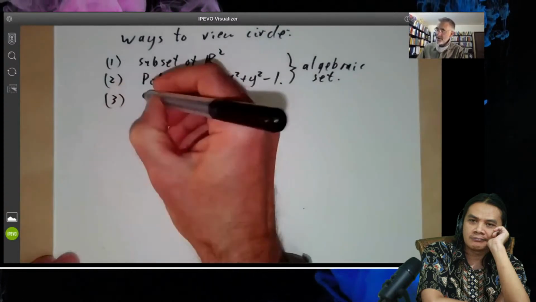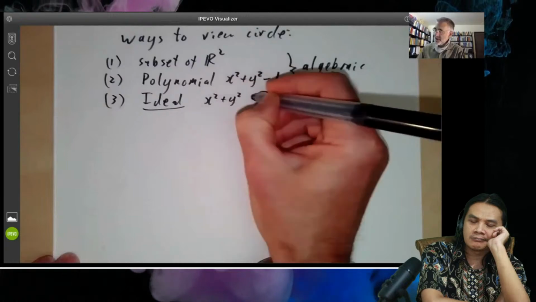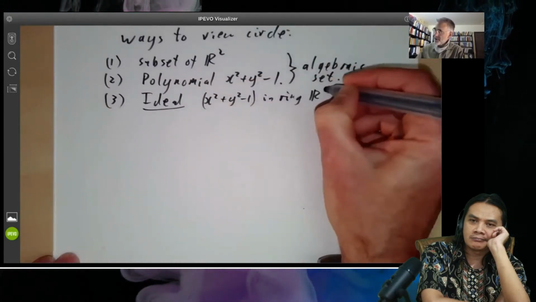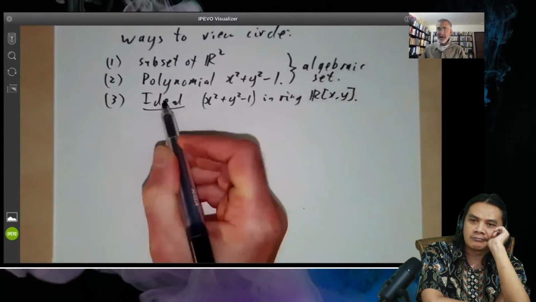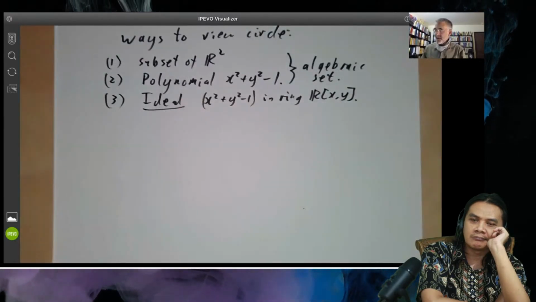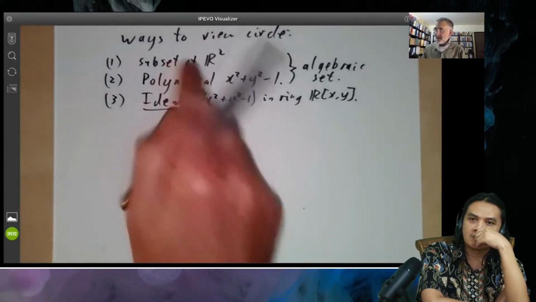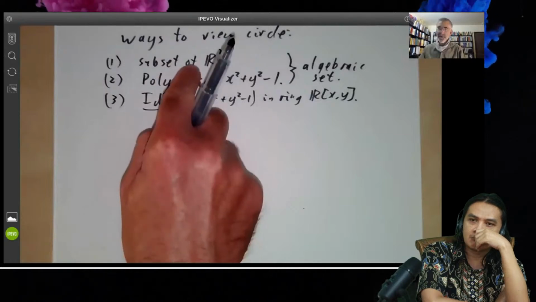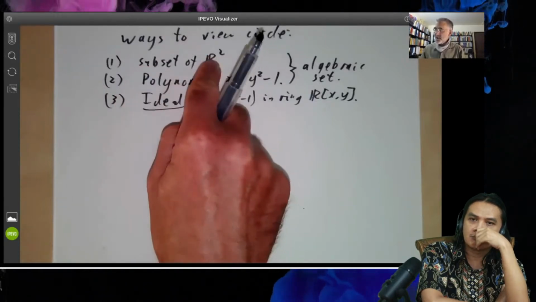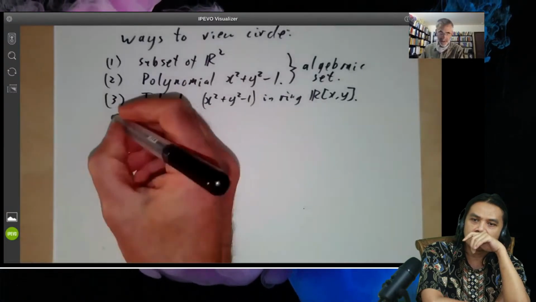Thirdly, we can think of the ideal generated by x squared plus y squared minus 1 in the ring of polynomials in 2 variables. So this ideal is, of course, just the ideal of all functions that vanish on the circle. So we can try going from ideals to subsets of space. If we're given an ideal, we can take the set of all common zeros. And conversely, if we've got some subset of the plane, then we can look at the ideal of all polynomials vanishing on it. We'll be discussing this in much more detail in later lectures.